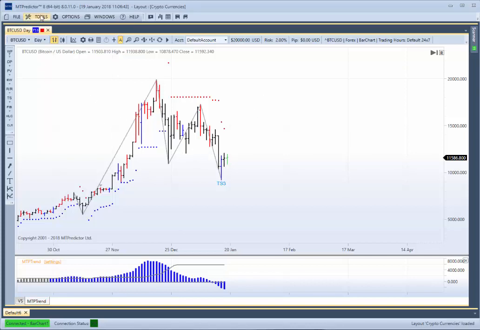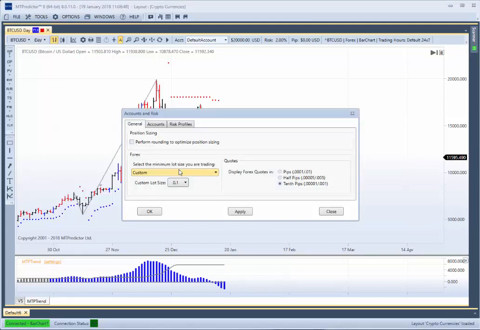But one thing we've done in MTPredictor is, if I go to Tools, Accounts and Risk, under our Forex trading section, because cryptocurrencies are basically a special form of Forex, we've added a custom selection in here. So rather than trading Forex, which we're normally used to, where we have standard, mini or micro lots, in this custom section you can now do our position sizing in custom lots. So rather than trading just the single Bitcoin, you can trade in fractions of Bitcoin in this example.